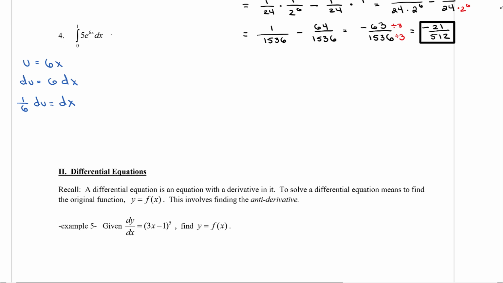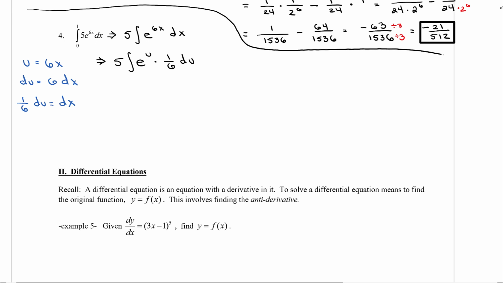So our integral is going to be rewritten as 5 times the integral of e raised to the 6x power dx. And then this can now be rewritten as 5 times the integral of e raised to the u times 1/6 du. I'm going to just draw a line separating our top problem that we just worked out from this problem. So this is going to be equal to 5/6 times the integral of e to the u du, which is then in turn going to be equal to 5/6 times e raised to the u plus c.